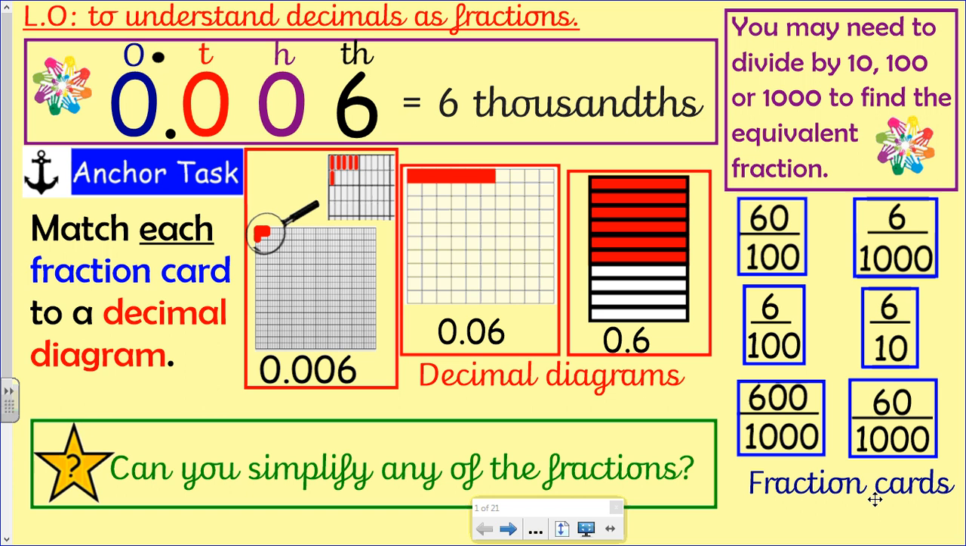So your objective today is to understand decimals as fractions. Now, this anchor task might look a bit confusing, but don't panic. It's going to be fine. I will talk you through it.